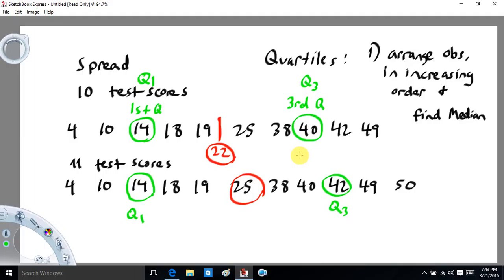So once we found that, we can find the interquartile range, which is Q3 minus Q1. So the IQR here is 26, and here it is 28. Okay, so that's a measure of spread.